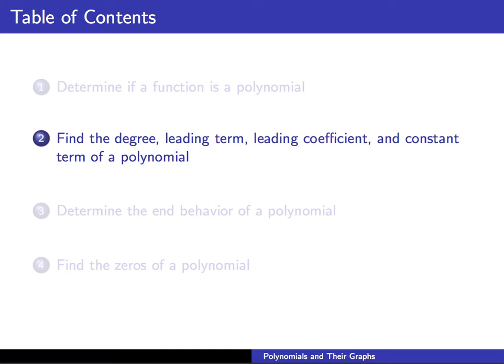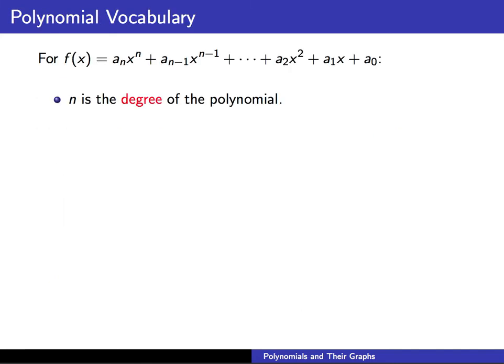All right, in this video, we're going to look at some parts and vocab for polynomials: the degree, the leading term, leading coefficient, and constant of a polynomial. So we have our polynomial in this form where we usually put them from the highest exponent power for x and write them down to the lowest power.